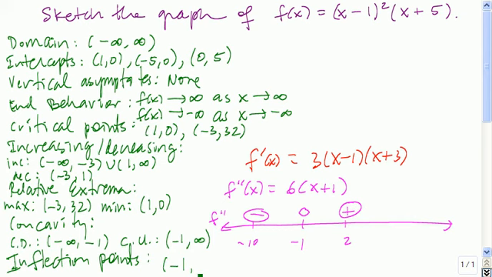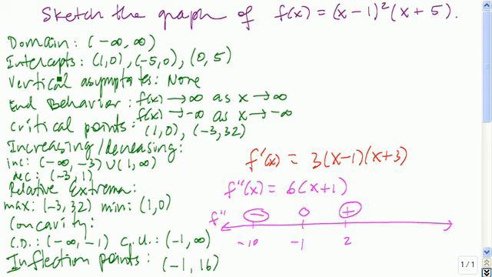And again, we want the y value here because we want to plot this point on the graph, so we take the x-coordinate of negative 1 and plug it into the original function. If we do that, we get negative 1 minus 1, which is negative 2, square that and get 4, times negative 1 plus 5, which is also 4. So 4 times 4 is 16. And so we have an inflection point when x is negative 1 and y is 16.